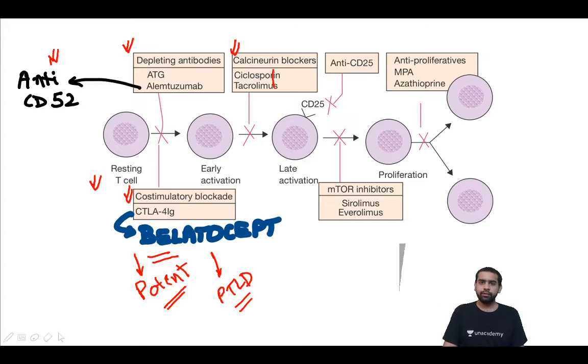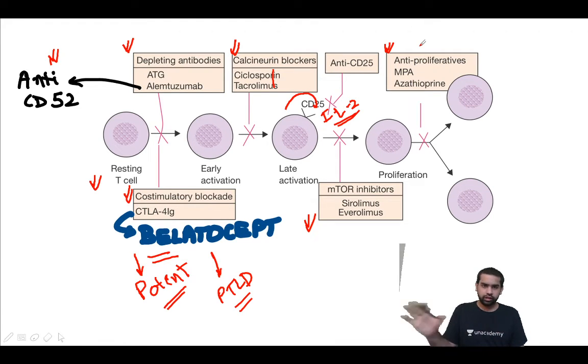Fair enough. Then we have the anti-CD25. What are these anti-CD25s? These basically block the CD25 receptors on which interleukin 2 would attach. So these augment the effect of calcineurin blockers. Then we have mTOR blockers, which are sirolimus and everolimus, and these inhibit the late activation of T cells. Finally, we have anti-proliferative agents, which are azathioprine and mycophenolate.